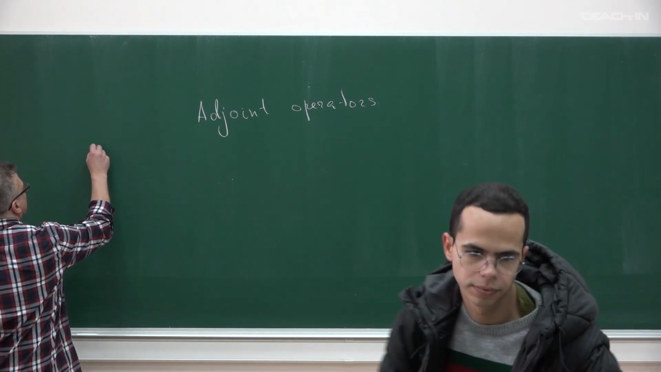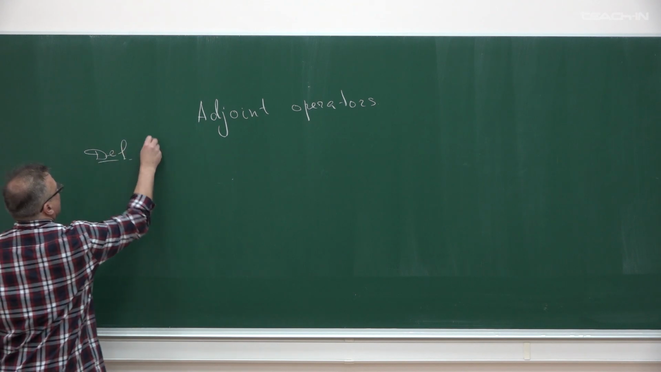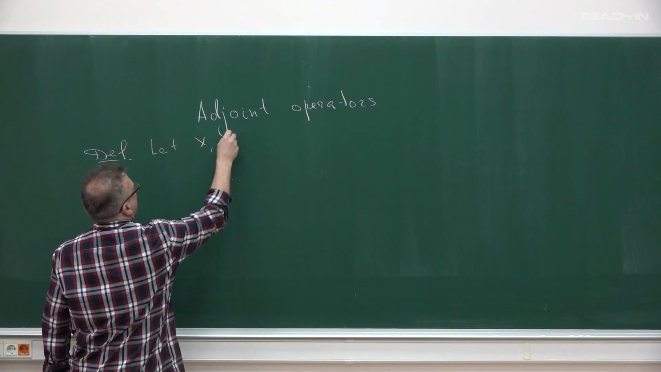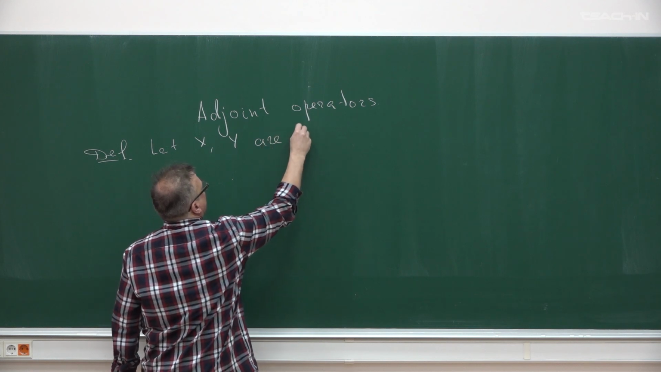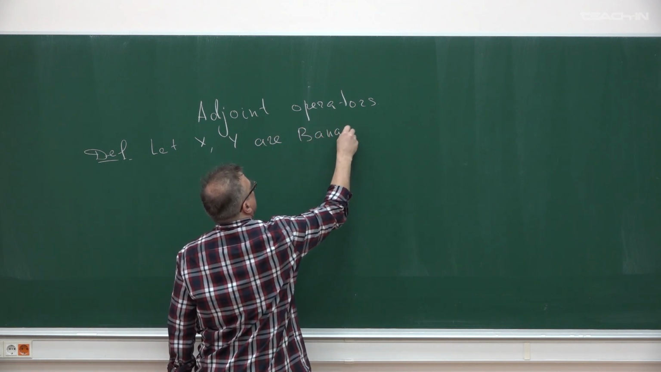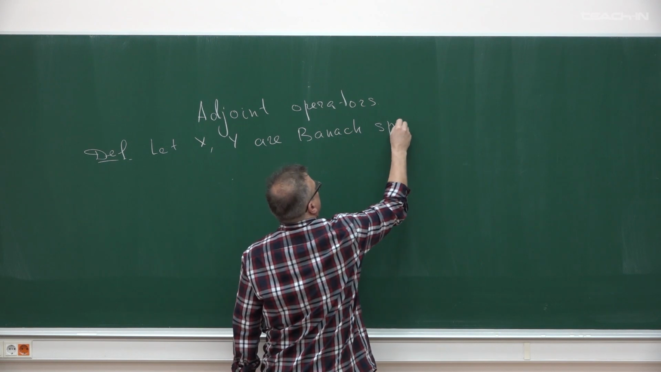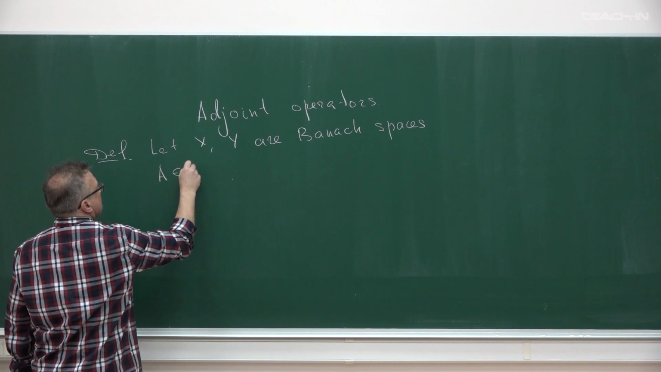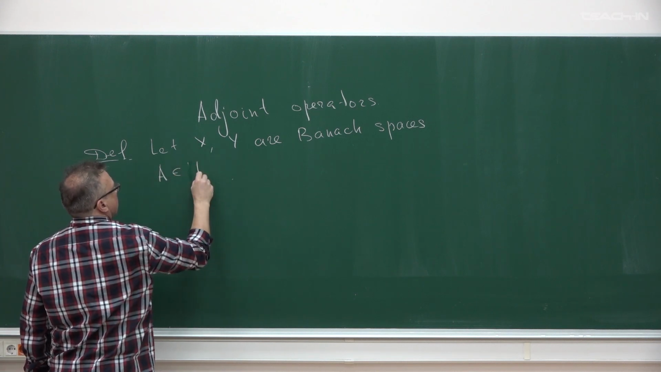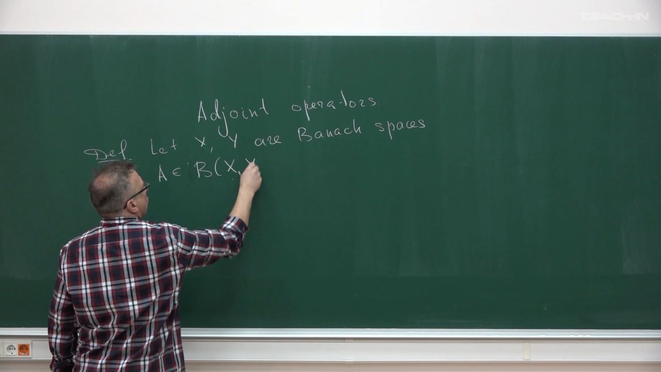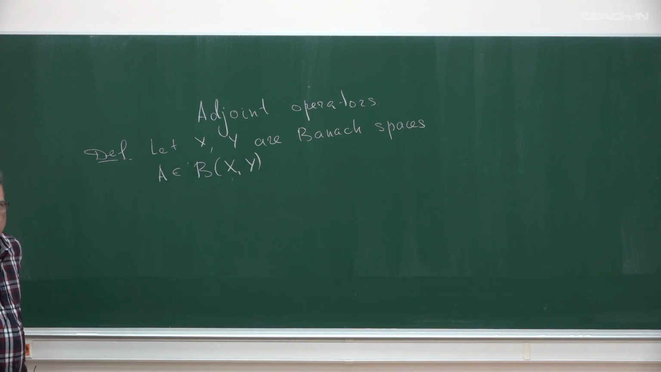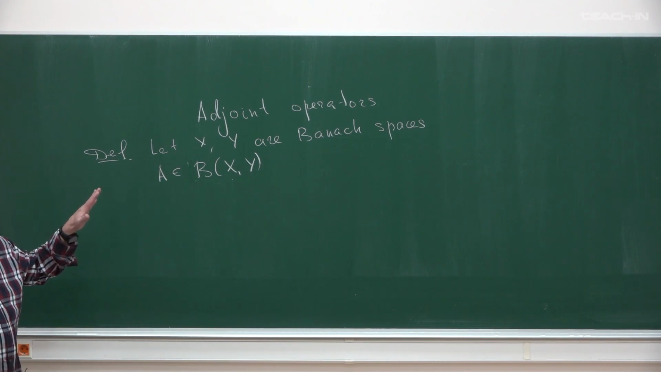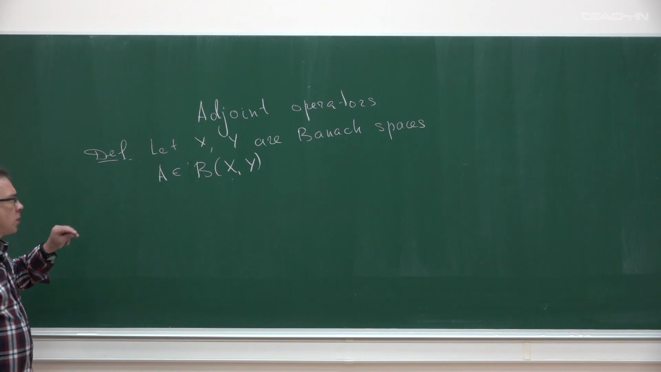Okay. First, definition. X, Y are Banach spaces and A is a bounded operator from X to Y. If we say bounded, it is of course linear.